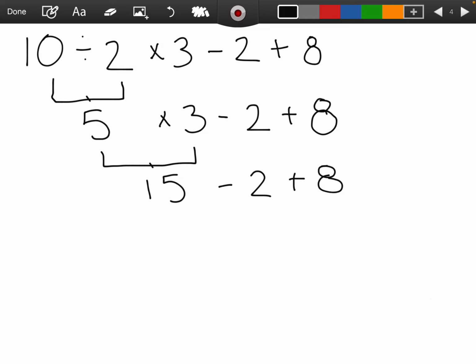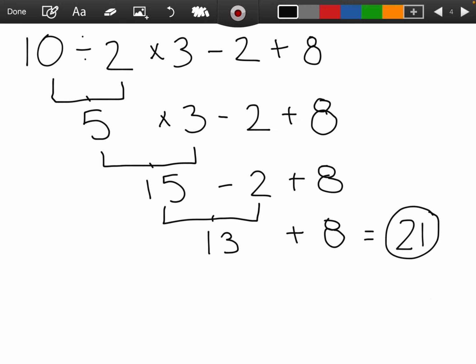From left to right, which one comes first? The subtraction comes first, so that's what we have to do. 15 minus 2 simplifies to 13. Bring down the rest of your numbers, and you're left with 13 plus 8, which simplifies to 21. And that would be your answer.